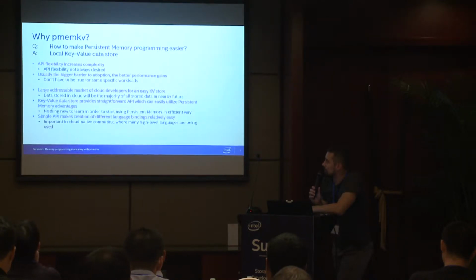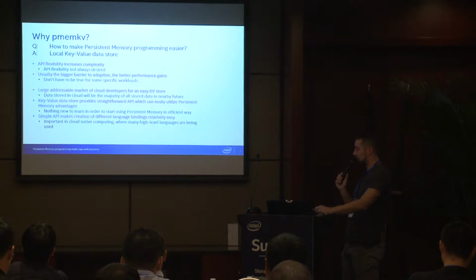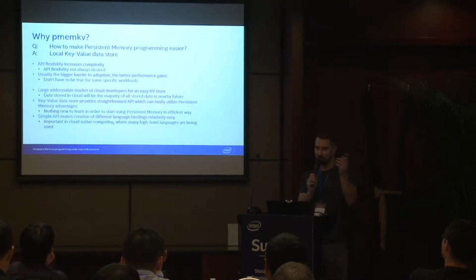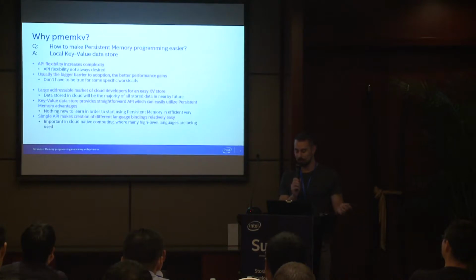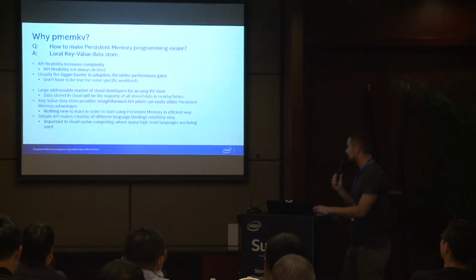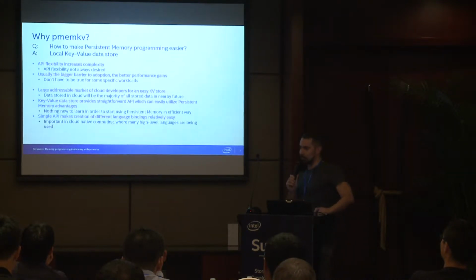Another statement: usually the bigger the barrier to adoption, the better the performance gains. And again, it doesn't have to be true for some specific workloads. So we must do some trade-off to make it easier. We have to reduce our possible workloads, reduce the API, and still target a lot of possible customers. So the answer is a local key-value data store. The API provided by a key-value data store is very straightforward, well known.